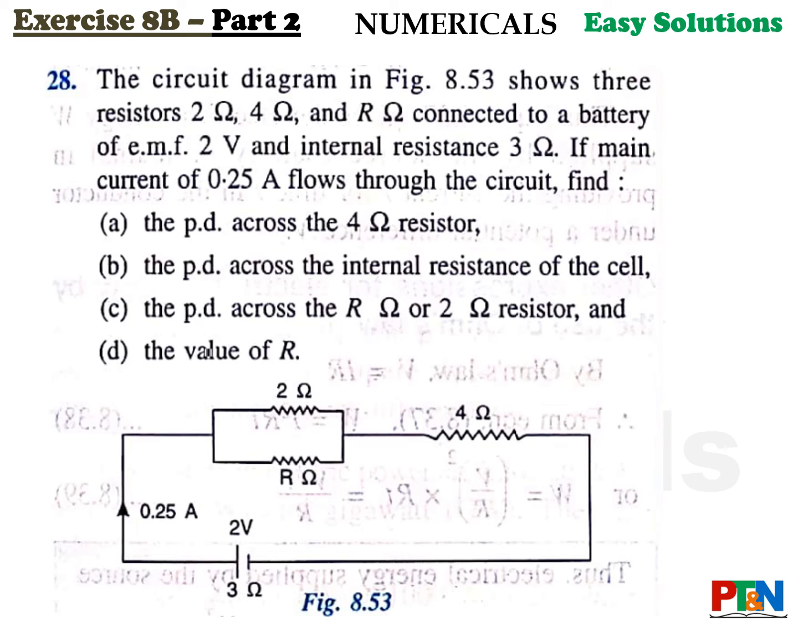Next, numerical number 28. A circuit diagram is given. It shows three resistors, 2 ohm, 4 ohm and R ohm, connected to a battery of EMF 2 volt and internal resistance 3 ohm. Look at the circuit diagram. If the main current of 0.25 ampere flows through the circuit, then find the potential difference across 4 ohm. Therefore, four questions: potential difference across 4 ohm resistor, potential difference across internal resistance of the cell, potential difference across R ohm and 2 ohm resistor, and the value of R. Let's look at the solution.